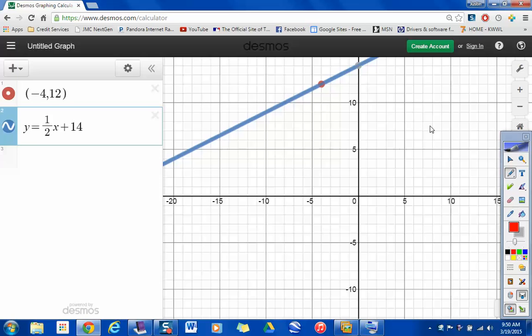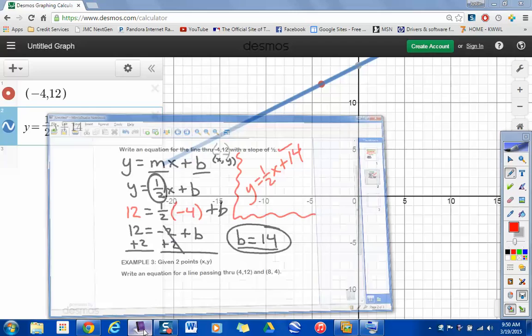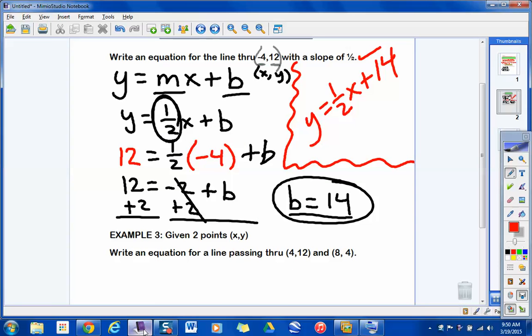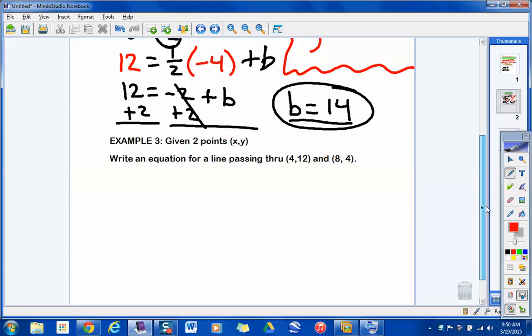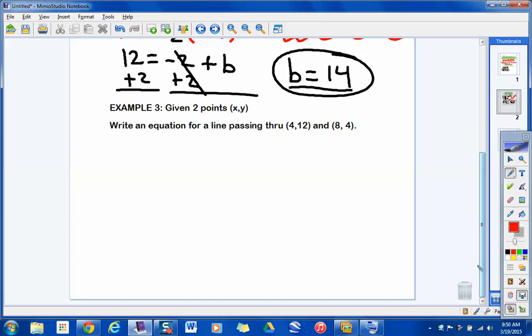Now, I really like the Desmos calculator here for the next thing that we're going to look at in example 3. Now, before example 3, do you guys have any questions whatsoever? Everybody with me? Any questions at all? Okay. This is the one that gets kind of difficult, but I think this is where your Desmos is going to come in pretty handy for you today.